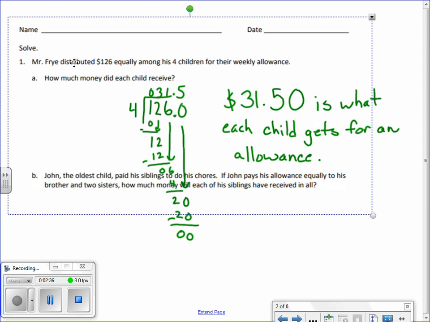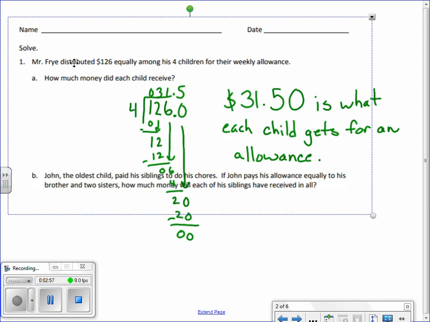Okay, says John, the oldest child, paid his siblings to do his chores. If John pays his allowance equally to his brother and 2 sisters, how much money will each sibling have received in all? Okay, so this one's a little bit more complicated.